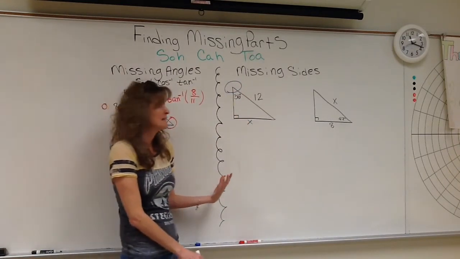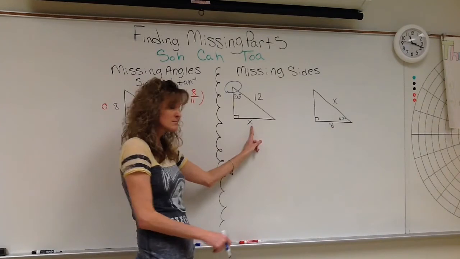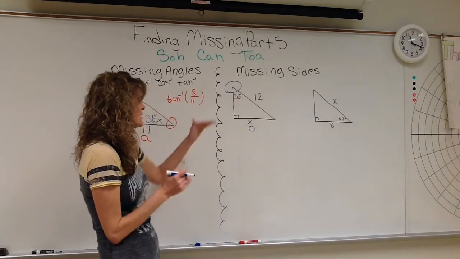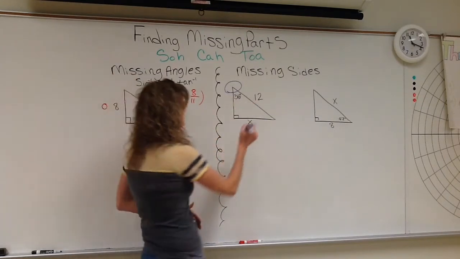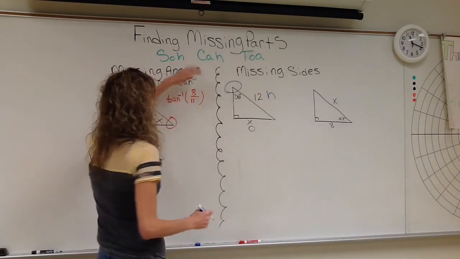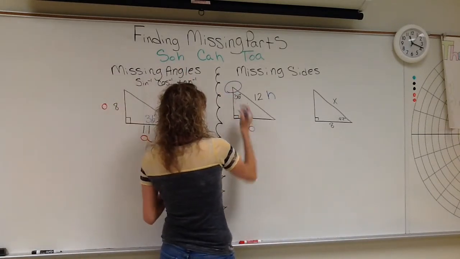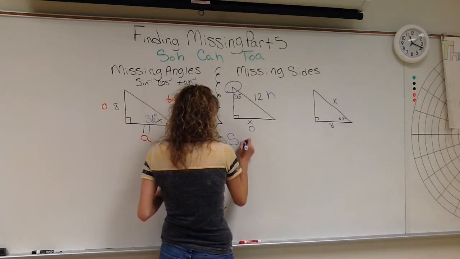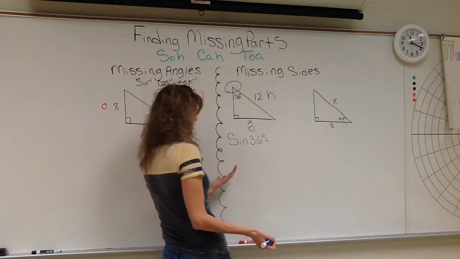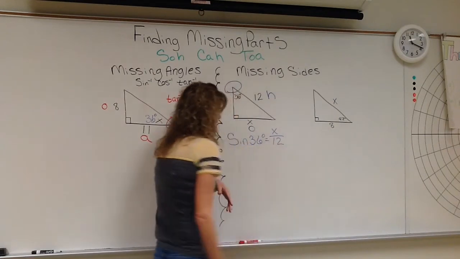I'm going to label the sides that are given to me, which this is an X, and it is across from the 36, so it's opposite. The 12 is across from the 90-degree angle, so it's hypotenuse. So opposite and hypotenuse. So I'm going to think about my SOH CAH TOA. The opposite and hypotenuse is sine. So they gave me the angle 36 degrees, so I know the sine of 36 degrees equals opposite over hypotenuse. Opposite is x. Hypotenuse is 12.